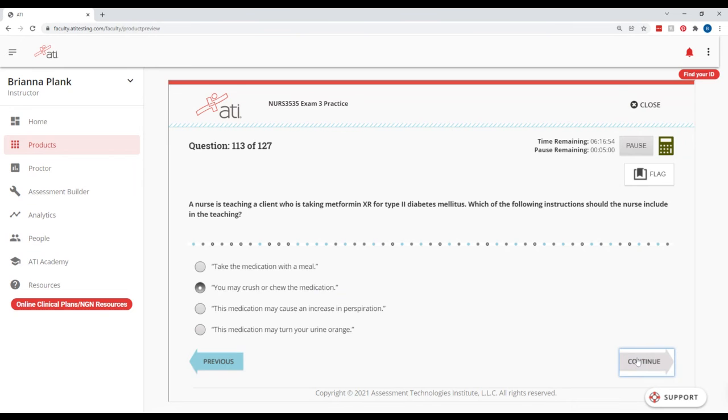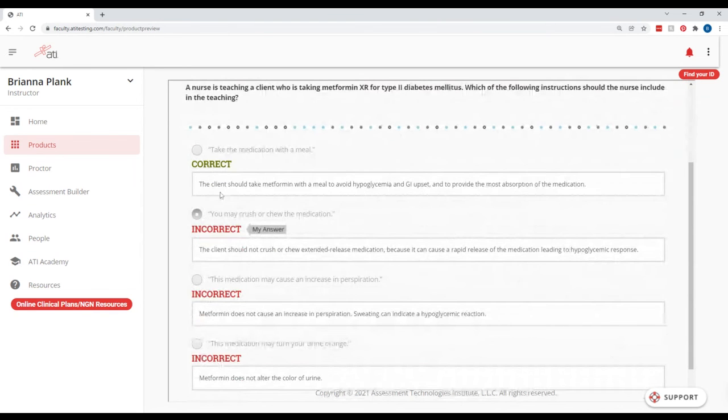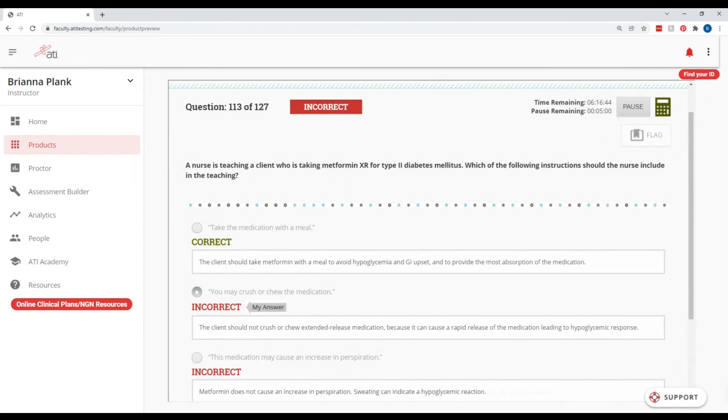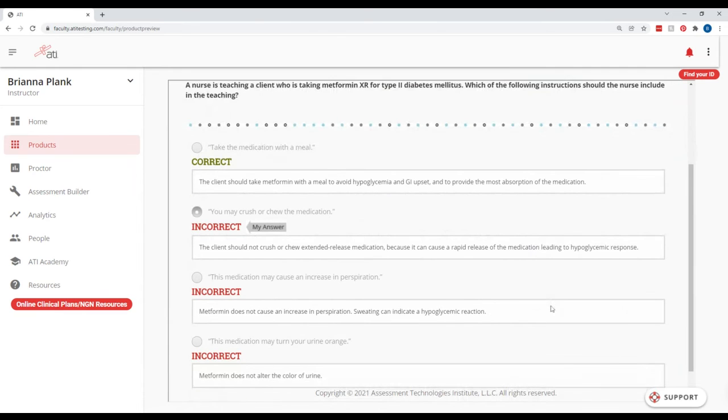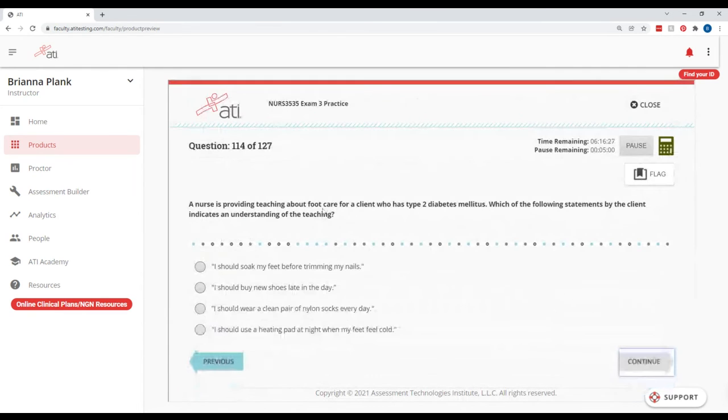Michelle says B. So take the medication with a meal. Yes, A. So kind of easy to remember because we're taking metformin, just like insulin, we're going to take it with a meal. This one, because it can mess with your stomach and cause stomach upset, and it's going to help the medication absorb the best and prevent hypoglycemia.